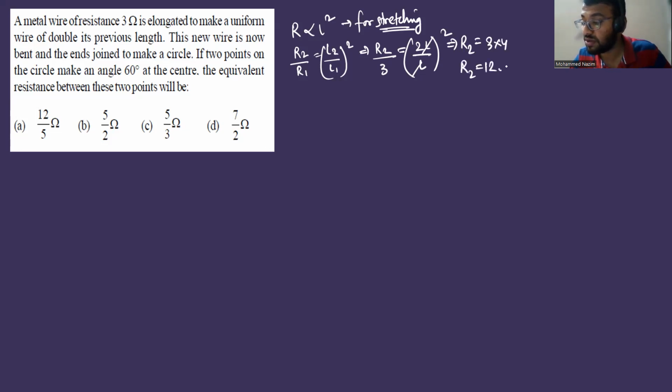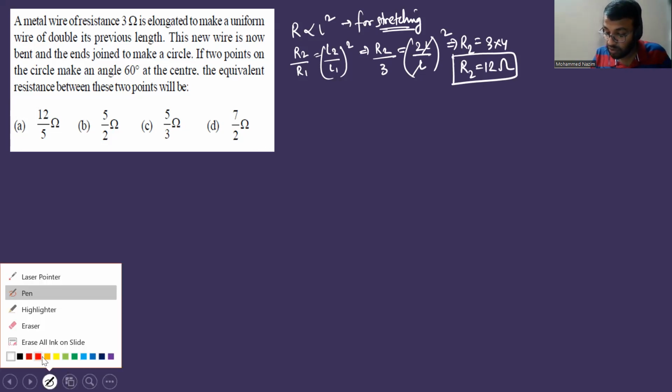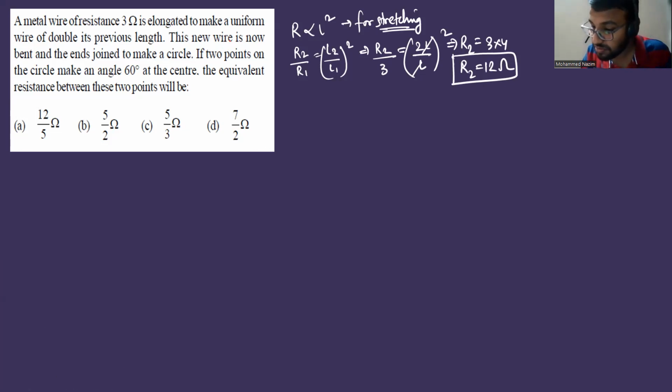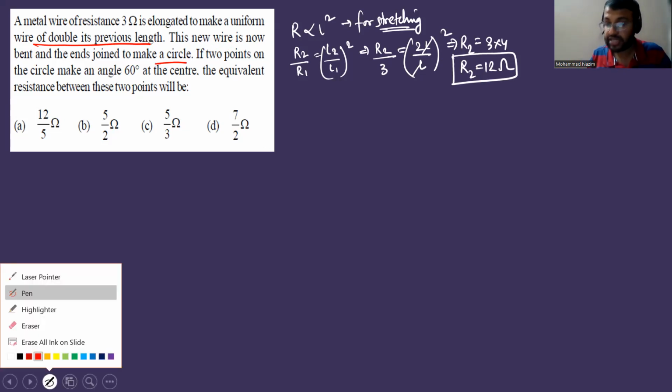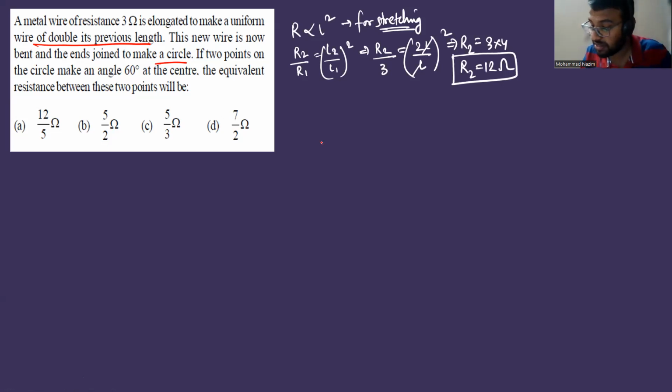This is the resistance now. Now see the question. It is stretched to double its previous length. This new wire is now bent and the ends are joined to make a circle. Now this wire was there. What is the resistance of that wire? 12 ohm. It is now bent in which shape, people? It is bent in the form of a circle.